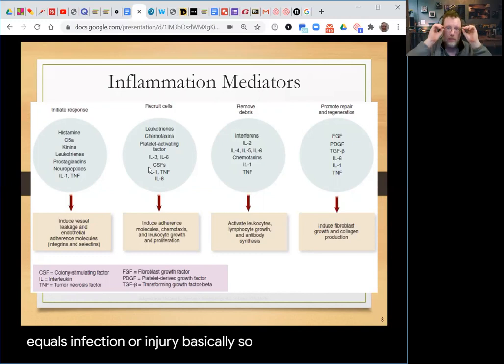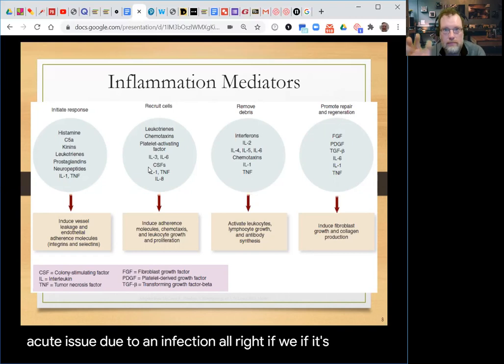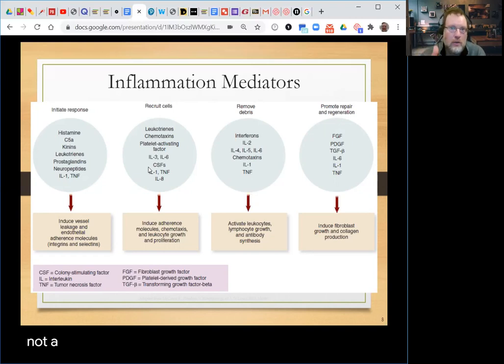Or we could have some autoimmune issues. So when a patient comes in with pain, we want to determine, is this acute or is this chronic? Is this an acute issue due to an injury? Is it an acute issue due to an infection? All right. If it's not acute, then we have to look at, is it chronic due to repetitive use?